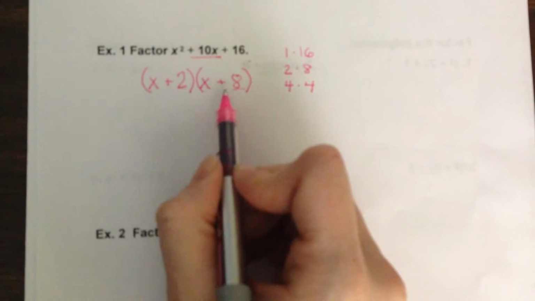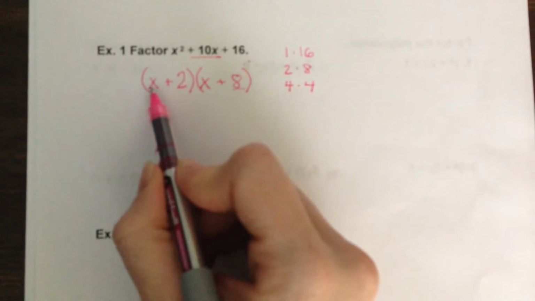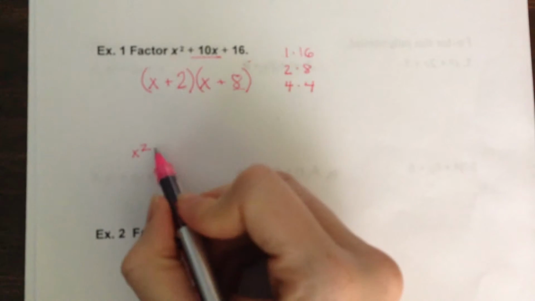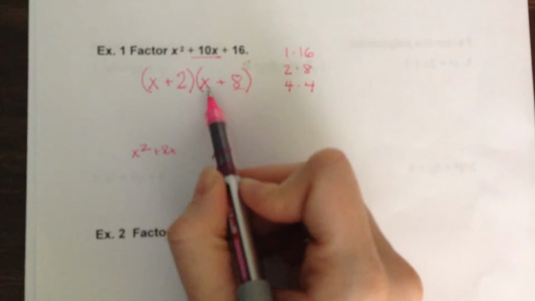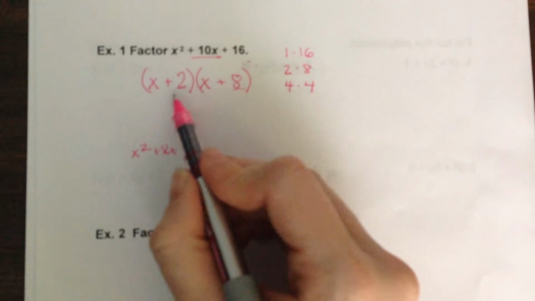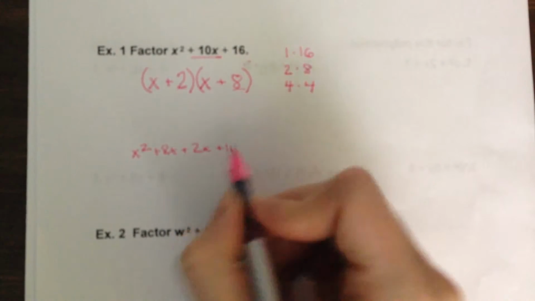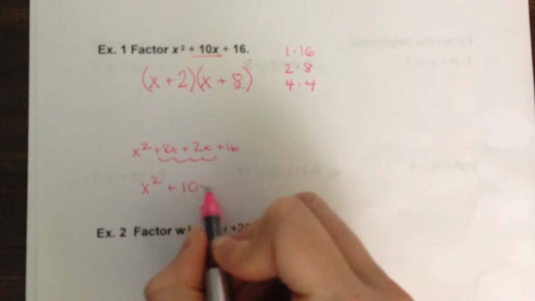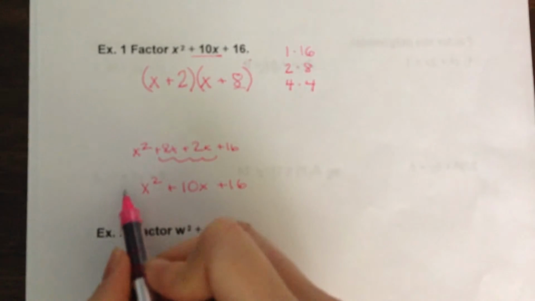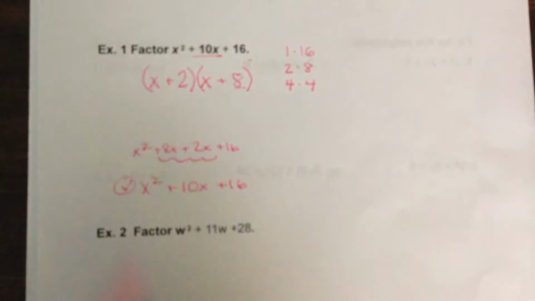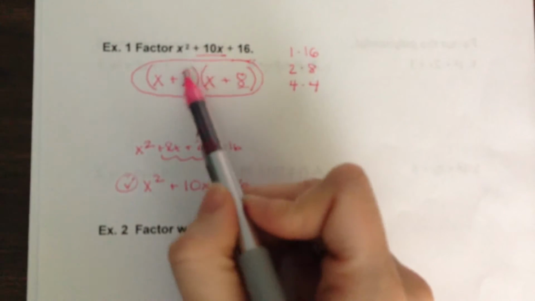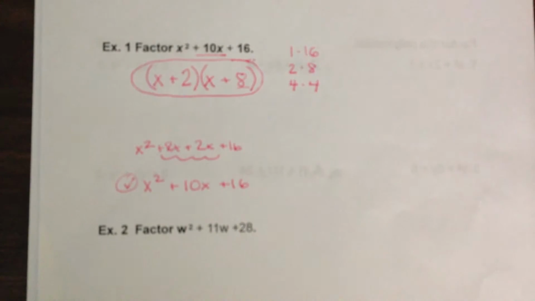I could check my work by distributing or using FOIL or making a table, where x times x is x squared, x times 8 is 8x, 2 times x is 2x, and 2 times 8 is 16. So if I combine my like terms, x squared plus 10x plus 16. So this is just a self-check to show me that I'm right. This is my answer, the factored form of this trinomial.